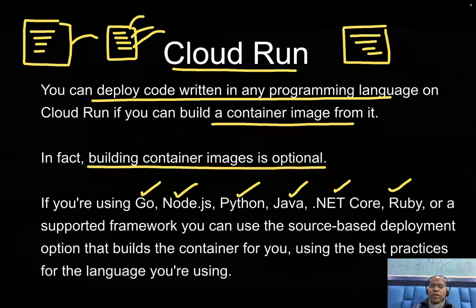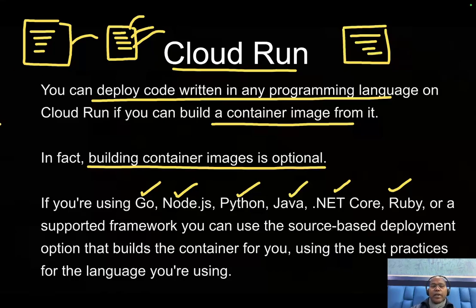But generally, we use Cloud Run for running our containerized applications. Because we know what kind of dependencies and what kind of libraries, what versions of libraries my application requires. So I can package the container, make the containerized image, and tell Cloud Run to run my code.